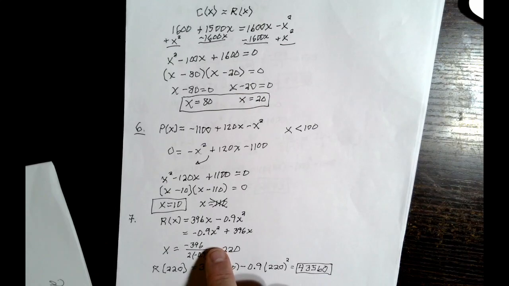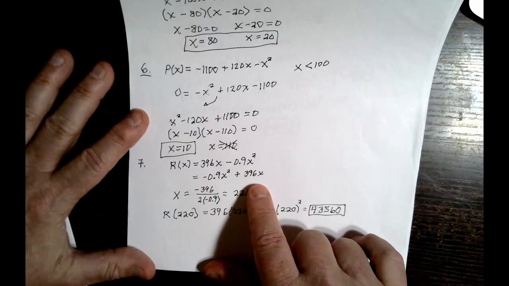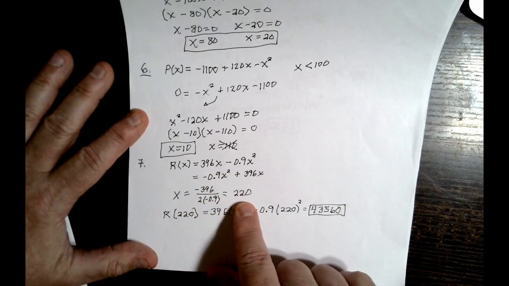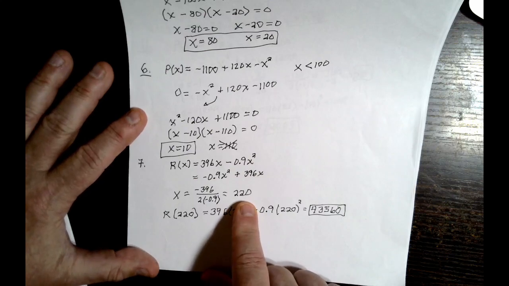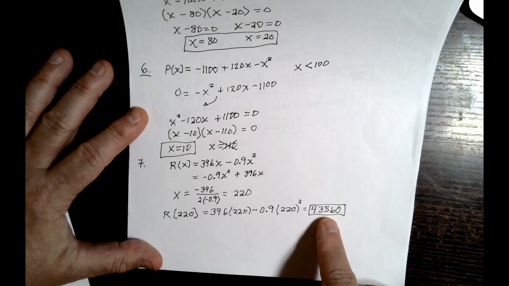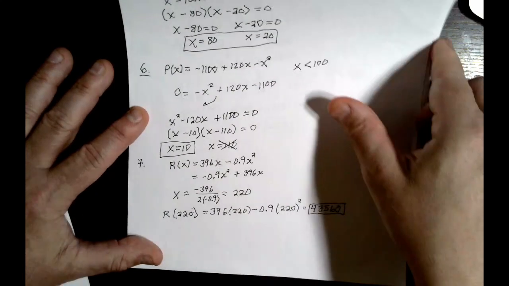Number 7, find the maximum revenue for the revenue function given. I write it in descending order. Now I know my A and my B and my C. I figure out the fraction here. That's the x coordinate of my vertex. And I plug that in, and I get my y coordinate. So my maximum revenue is this number here, the y coordinate of my vertex.